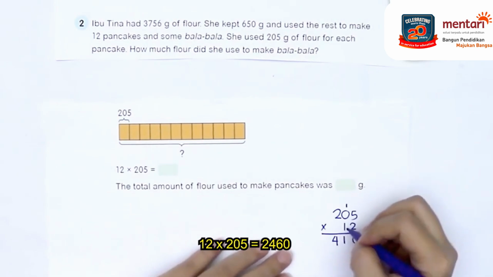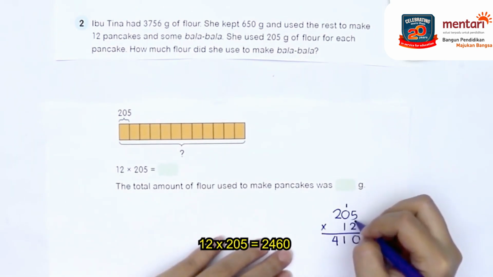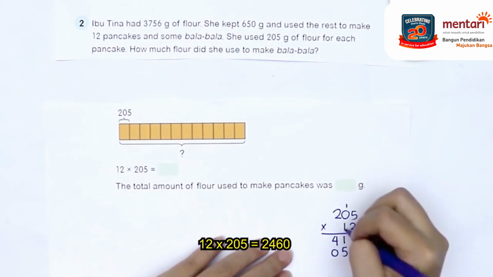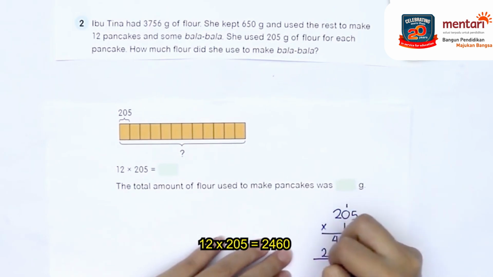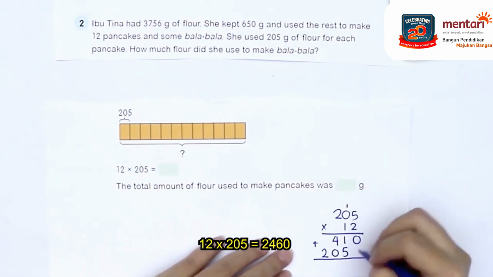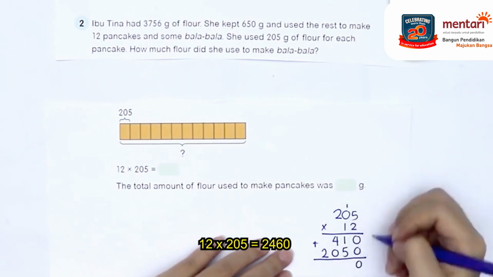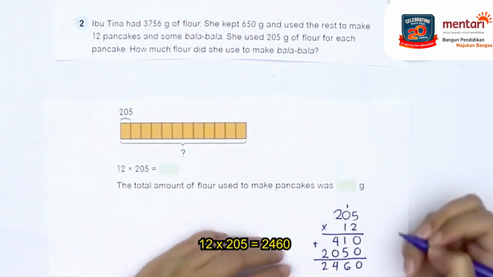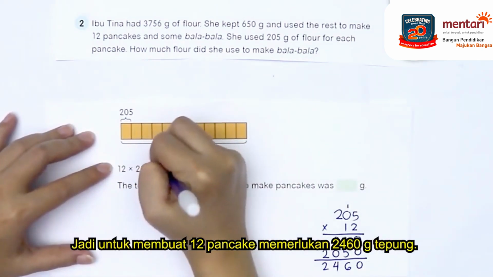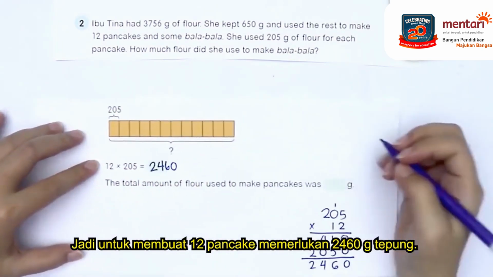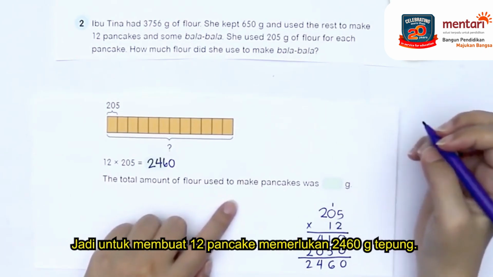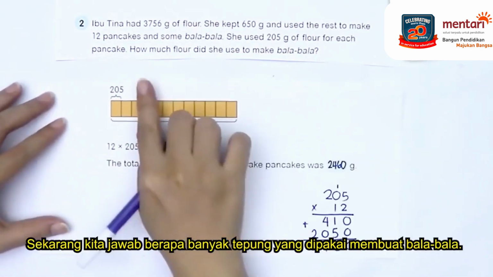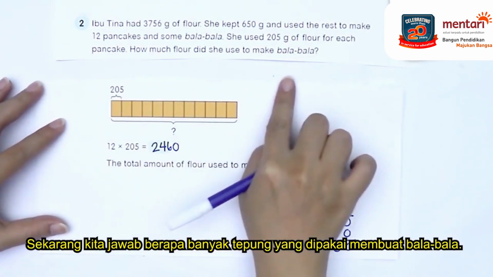Now, proceed to the other digit, which is 1. 1 times 5 is equal to 5. 1 times 0 is still 0. 1 times 2 is 2. Then we add. 0 plus nothing is still 0. 1 plus 5 is 6. 4 plus 0 is 4. And we have 2. Therefore, 2,460. So the total amount of flour used to make the pancakes was 2,460 grams.